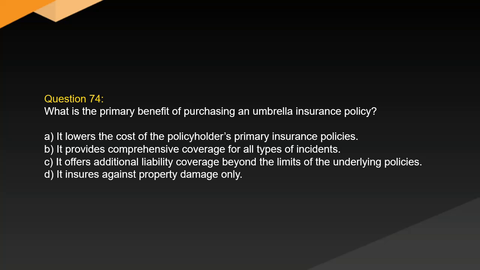Question 74. What is the primary benefit of purchasing an umbrella insurance policy? A. It lowers the cost of the policyholder's primary insurance policies. B. It provides comprehensive coverage for all types of incidents. C. It offers additional liability coverage beyond the limits of the underlying policies. D. It insures against property damage only.